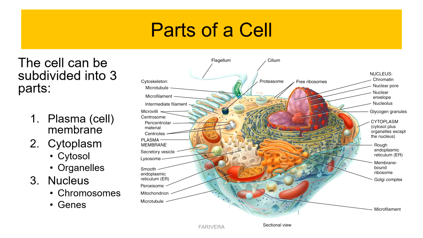Okay, so let's begin with the basic structure of the cell. As shown in the illustration, the cell can be divided into three major parts. First is the plasma membrane, sometimes called the cell membrane. Second is the cytoplasm, which includes the cytosol and the different organelles. And third is the nucleus, which contains chromosomes and genes.